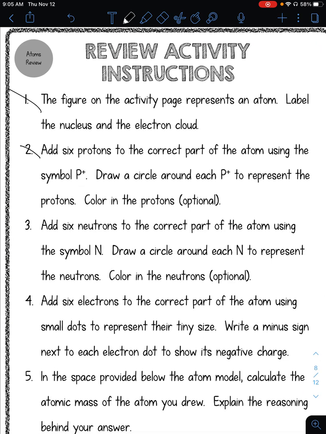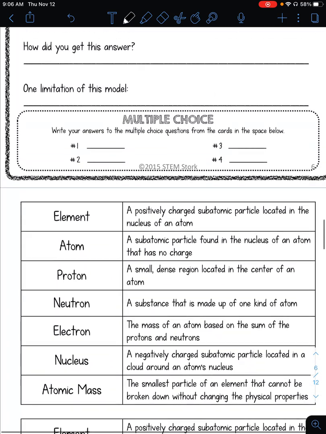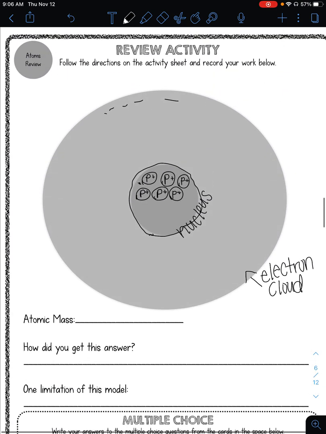Add 6 neutrons to the correct part of the atom using the symbol N. Draw a circle around each N to represent the neutrons. Okay, they want me to draw 6 neutrons. Where do my neutrons go? My neutrons go in the nucleus, so I'm going to draw 6 N's in the nucleus. There we go.